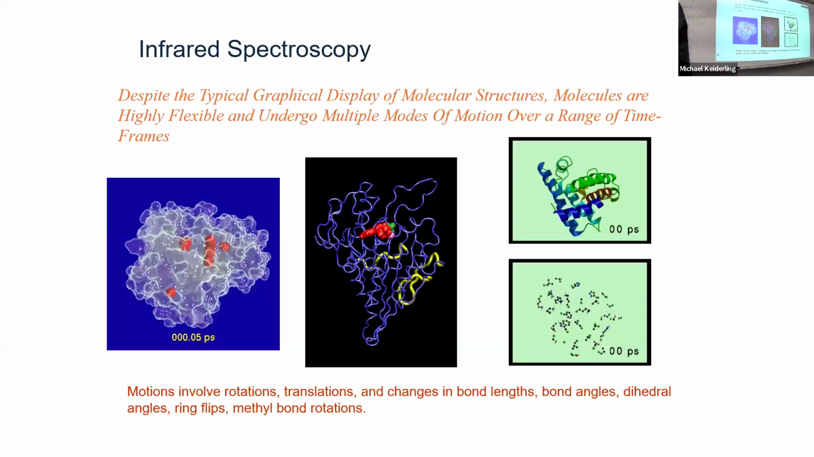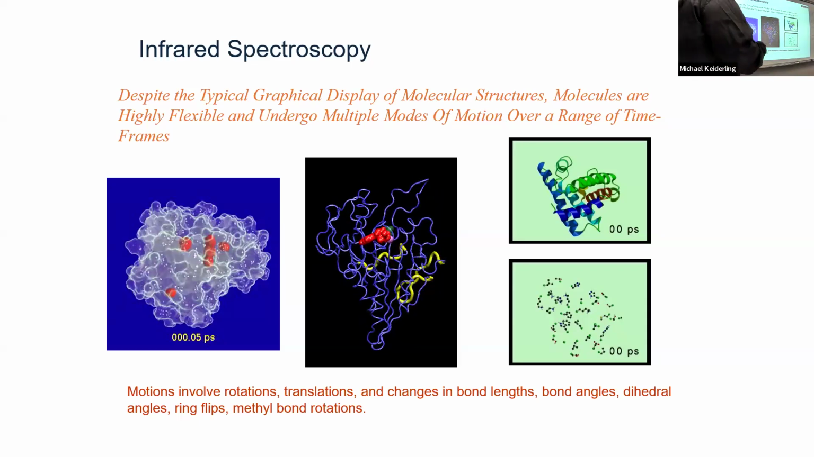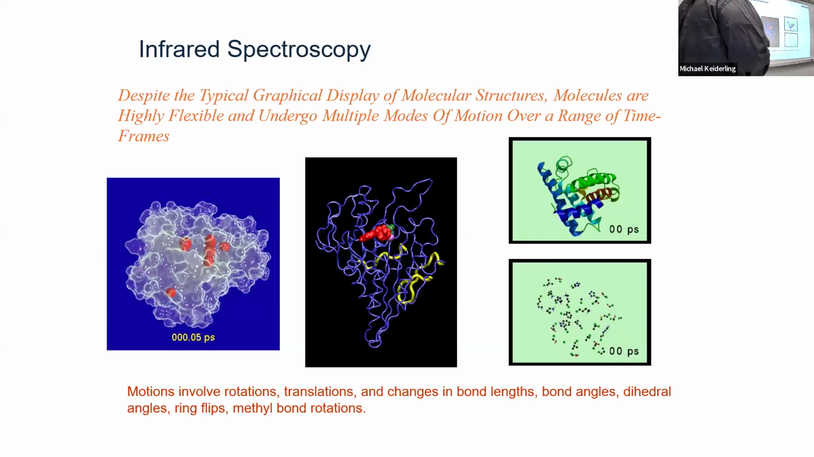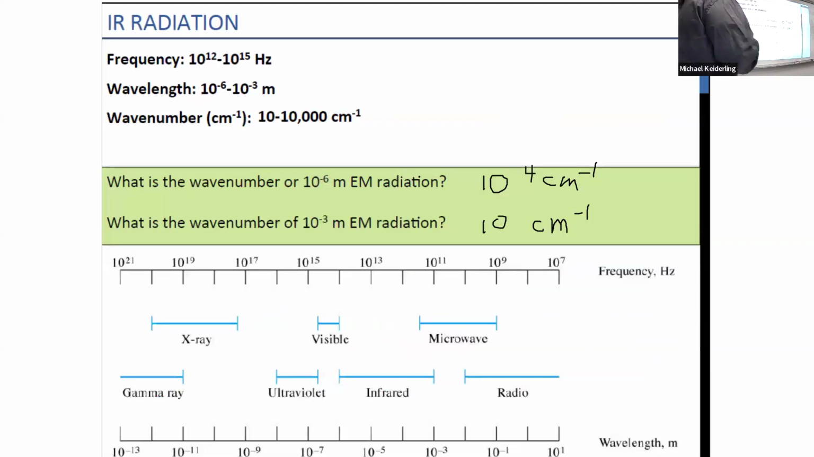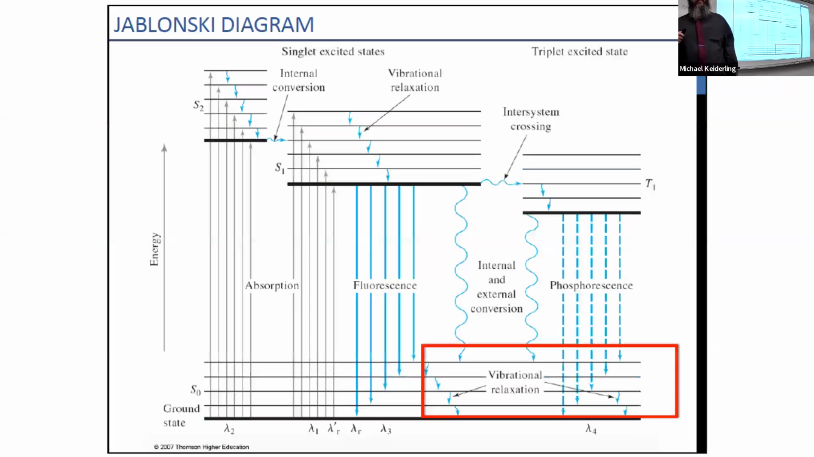So we look at infrared spectroscopy. Generally, you're looking at the vibrations of molecules. So IR radiation is frequencies between 10 to the 12 to 10 to the 15 hertz. Wavelengths between 10 to the minus 6 to 10 to the minus 3. Wave numbers between 10 and 10,000 inverse centimeters. Remember that wave numbers are inverse centimeters, so you can't just take whatever the wavelength is in meters. You have to convert it to centimeters.